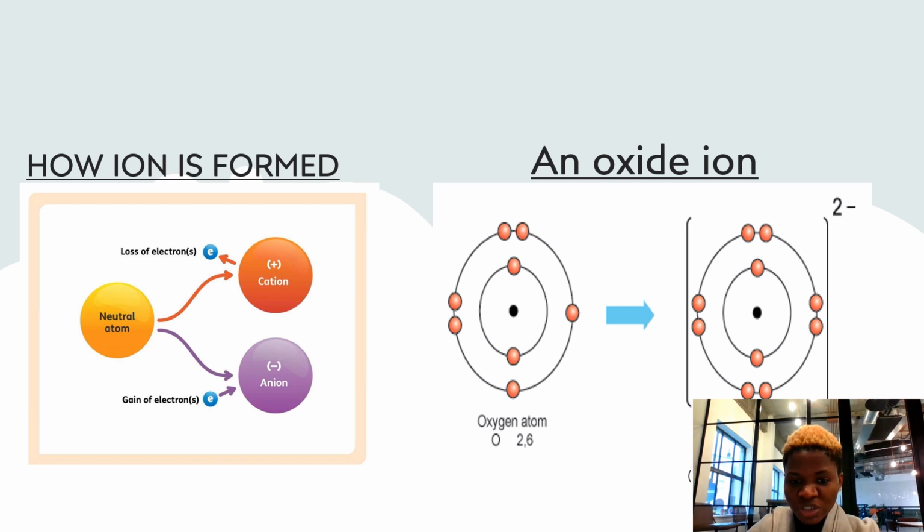We know oxygen has 6 valence electrons on its outer shell, and then when it gets 2 electrons from another source, say for example from hydrogen, it gets a minus sign next to it, which makes it an ion now.